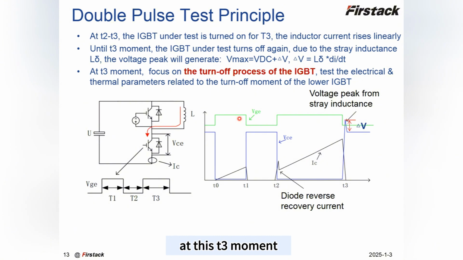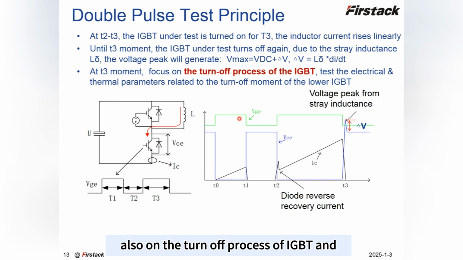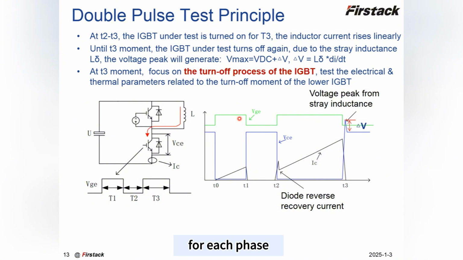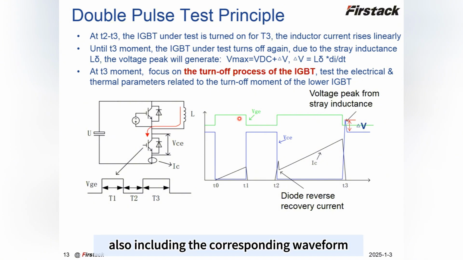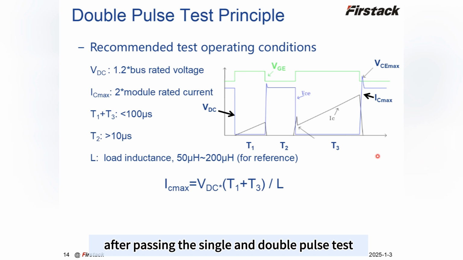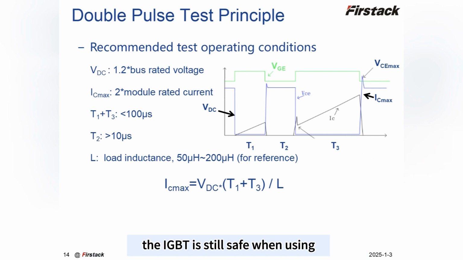At this T3 moment, we will also focus on the turn-off process of the IGBT and test the electrical and thermal parameters related to the bottom IGBT at the off moment. The chapters above basically cover the relationship between voltage and current and the time for each phase, also including the corresponding waveforms. Then a question: how can we guarantee that after passing the single and the double pulse test, the IGBT is still safe when in use?